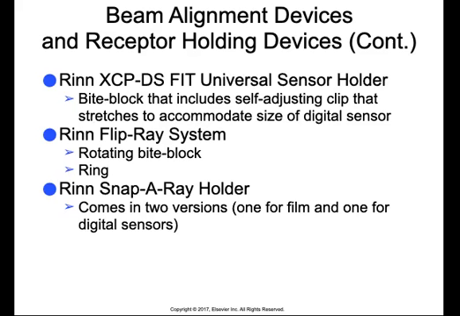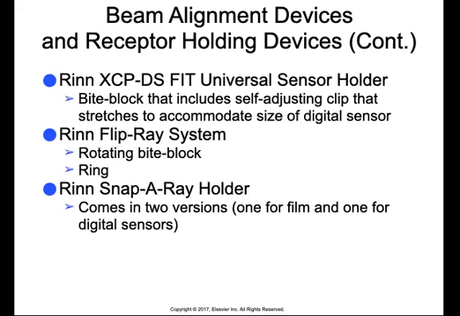An XCP-DS fit is a bite block that includes a self-adjusting clip that stretches to accommodate the size of a digital sensor. And then a Flip brace system is just, like I said before, a rotating bite block. So another universal holder that you can use to take images in different areas of the mouth. You just have to configure it differently.